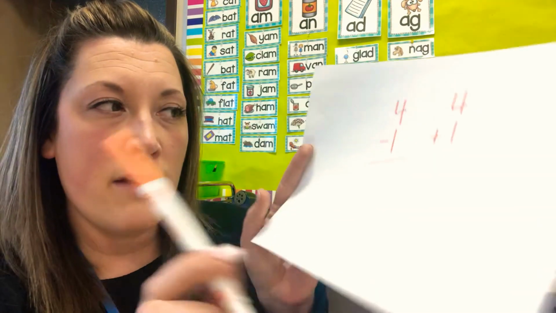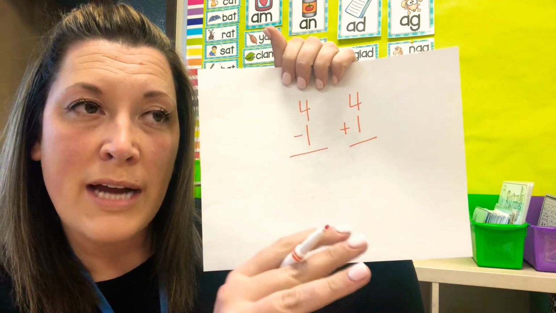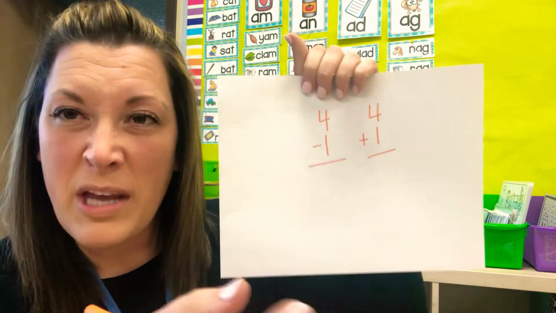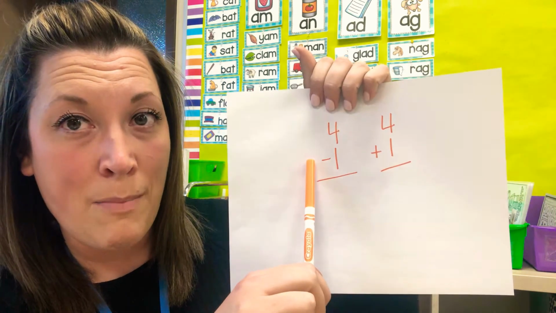So don't forget that this little sign right here, it's just a little dash, that means take away. That means subtract, or the best way to explain it is take away. So if you have 4 things and you take away 1, 4 minus 1, that would be 3, because you have 4 things and you take 1 away.